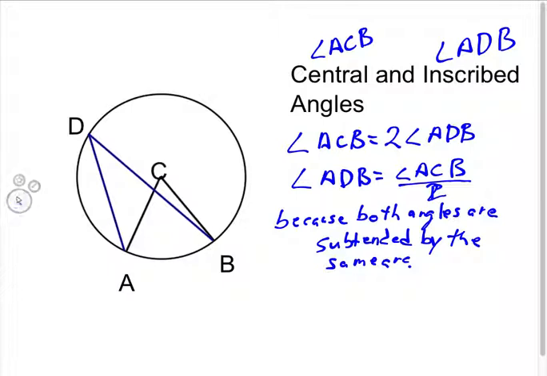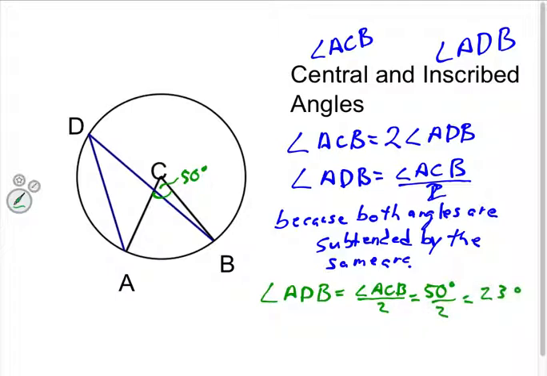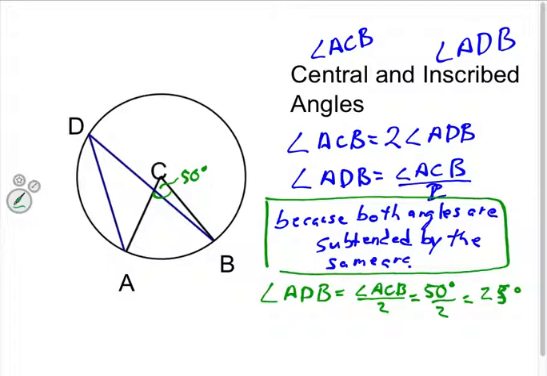To show this mathematically, let's say that we knew angle ACB. Let's say we knew this was 50 degrees. Therefore, angle ADB is equal to half of angle ACB, which in this case is 50 degrees divided by 2, which is equal to 25 degrees, because both angles are subtended by the same arc.